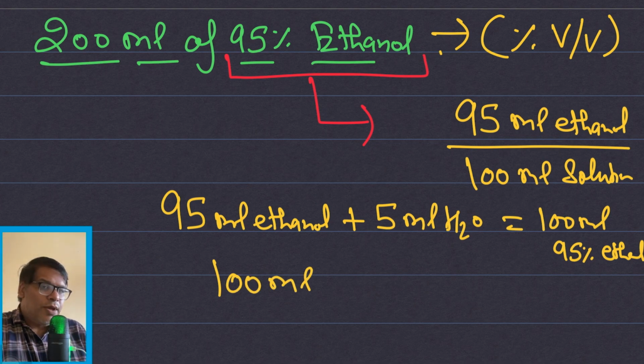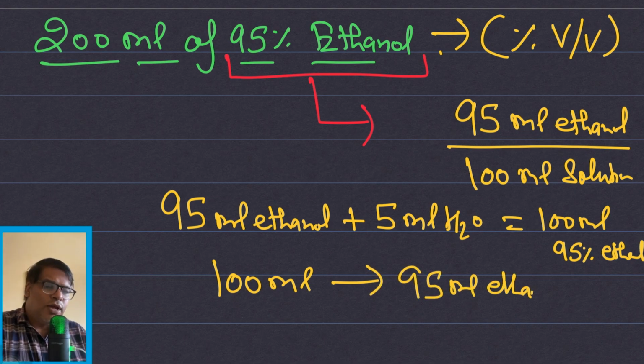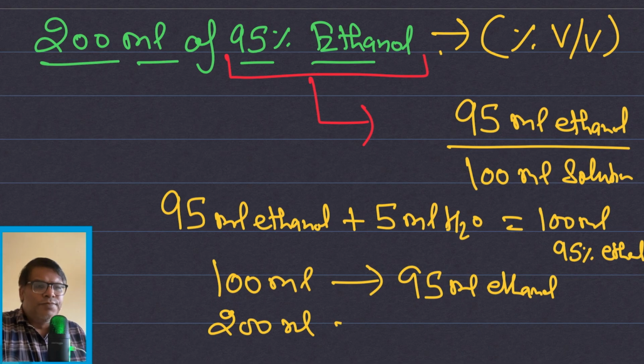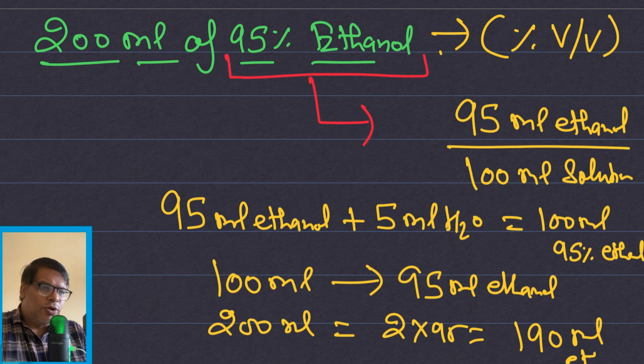Now if you have to prepare 200 ml, for 100 ml you need 95 ml ethanol. For 200 ml, now it is easy. You can calculate, you just have to multiply it by 2. For 200 ml, how much ethanol will be required? 2 into 95, it will come out 190. So 190 ml of the ethanol will be required.